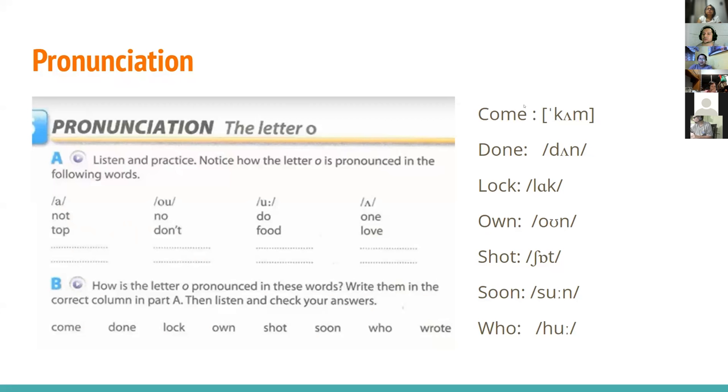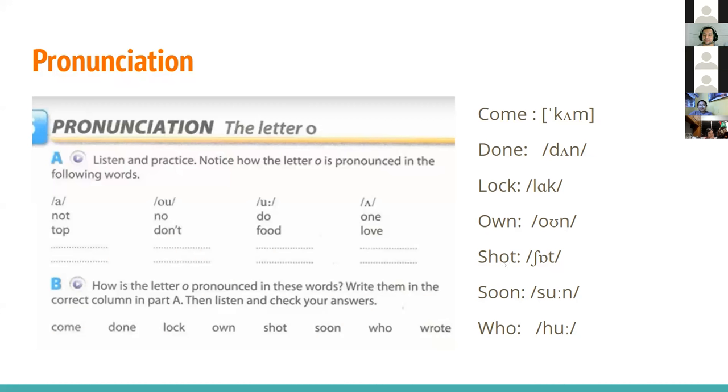How do you pronounce this word, the first one? Come. Exactly. Come, no, right? Or comb, no, it's come. La siguiente, the next one, how do you pronounce this one? Done. Exactly. It's done, right? The third one? Lock. It's locked. Exactly. The fourth one, the next one? Own. It's own. It's my own.